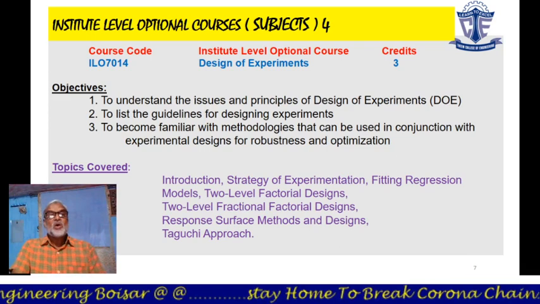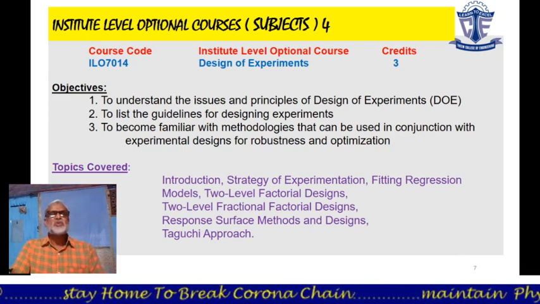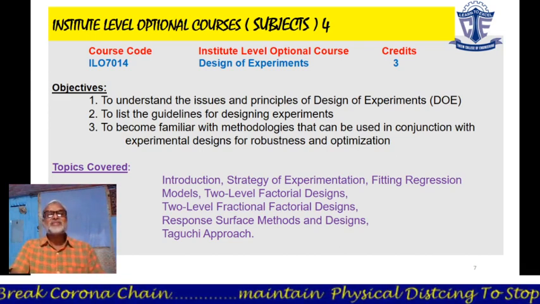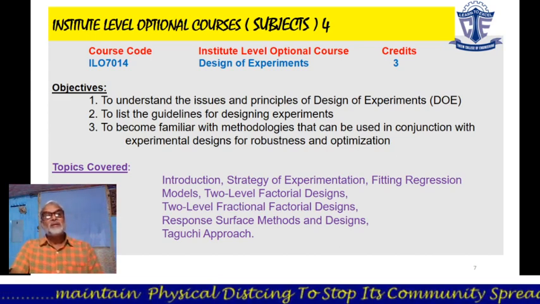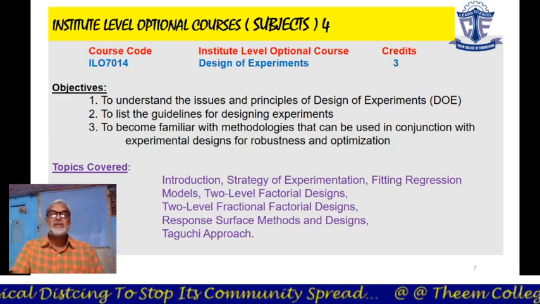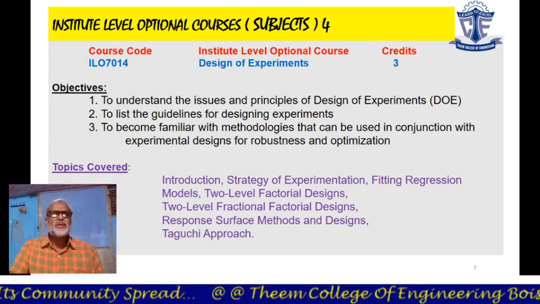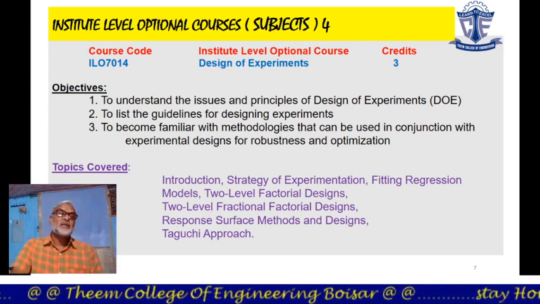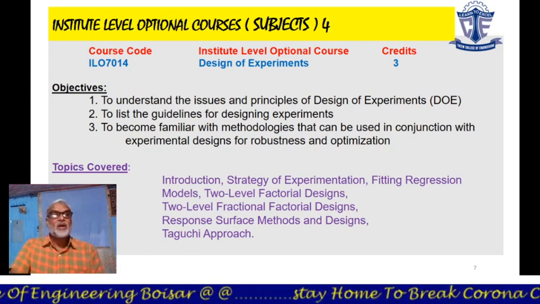Strategy of experimentation means how best, strategically, we can find for anything. Even in researching, there are so many experiments needed to be conducted, but this subject cuts across and reduces the number of experiments to arrive at optimization. So: fitting regression models, two-level factorial designs, two-level fractional factorials, response surface method designs, and Taguchi. Response surface method: whatever instrument is taken, how you measure, what response is given, taking so many outputs and then analyzing what response we want, what parameters are affecting it, and how to control the parameters.